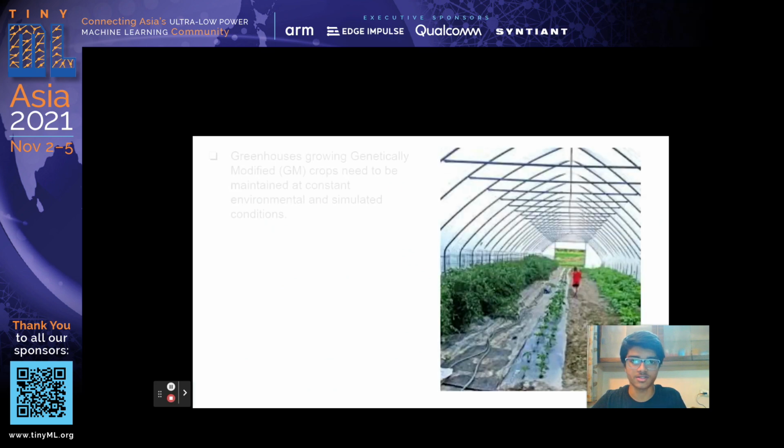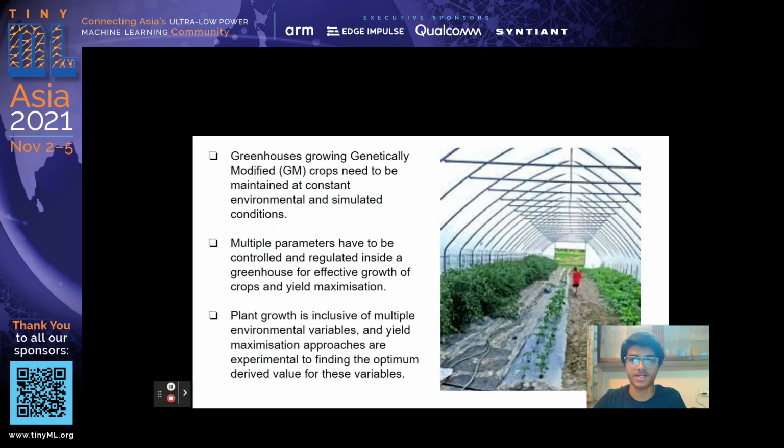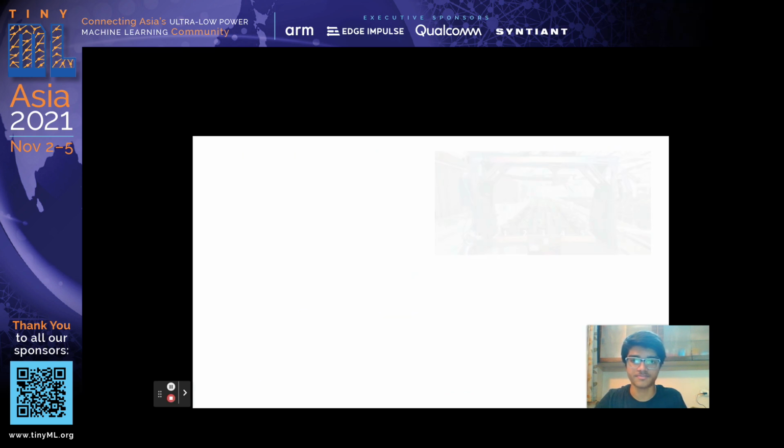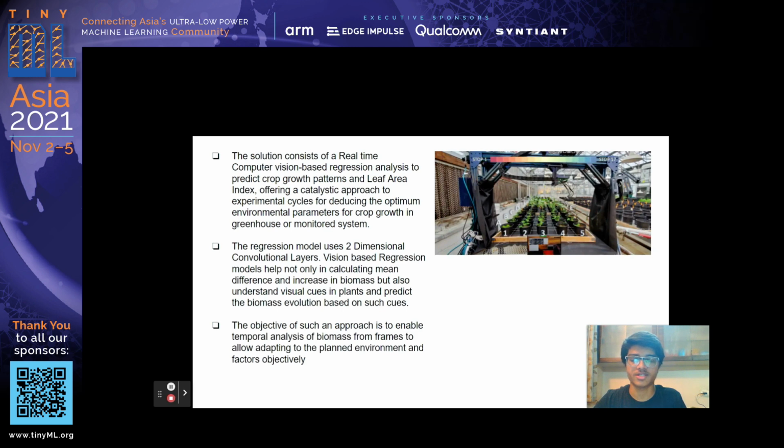within phenomic research. Greenhouse growing genetically modified crops need to be maintained in constant environmental and simulated conditions, and plant growth is inclusive of multiple environmental variables, and yield maximization approaches are experimental to finding the optimum derived value for these variables. The solution consists of a real-time computer vision-based regression analysis to predict crop growth patterns and leaf area index, offering a holistic approach to experimental cycles.